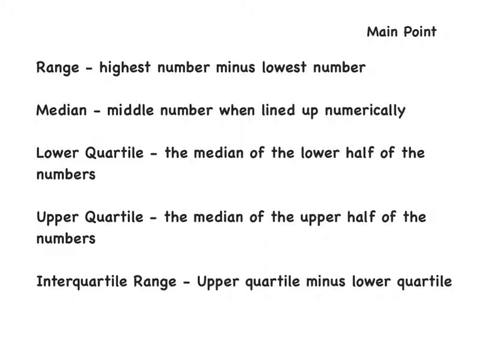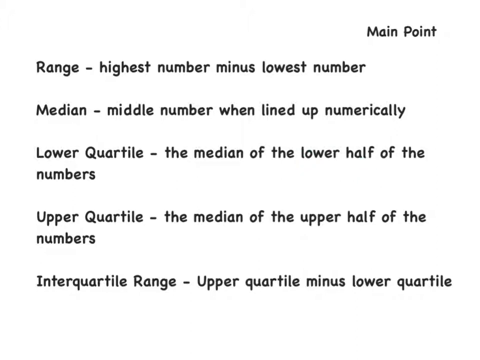So the range is pretty easy. Basically, you just take the highest number minus the lowest number. That is what the range is. Highest minus the lowest. The median, we've learned before, is basically just the middle number when it is lined up numerically. The lower quartile is the median of the lower half of the numbers.